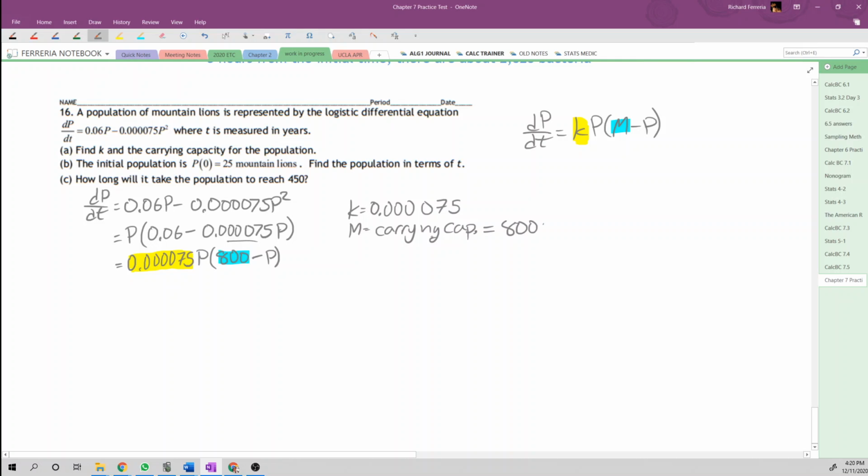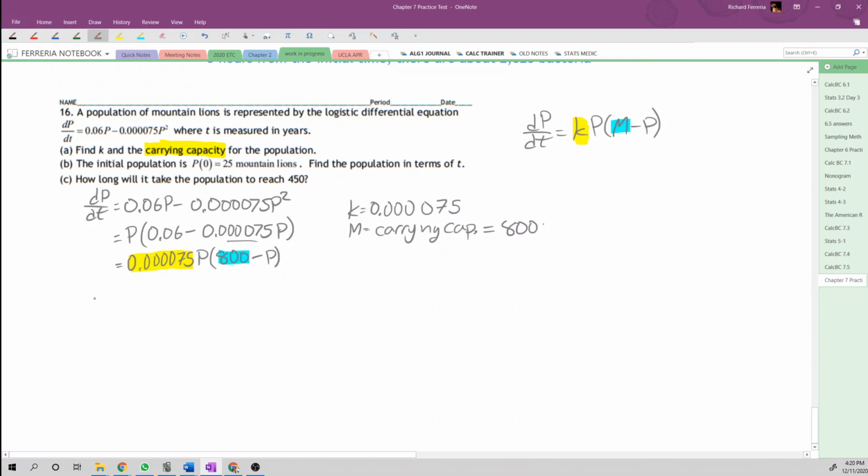Now, I was very careful to write the words carrying capacity here because the question isn't asking what is M. The question is asking what is the carrying capacity. So at some point I better notate what the carrying capacity is. Just leaving it symbolically as M may not be good enough.